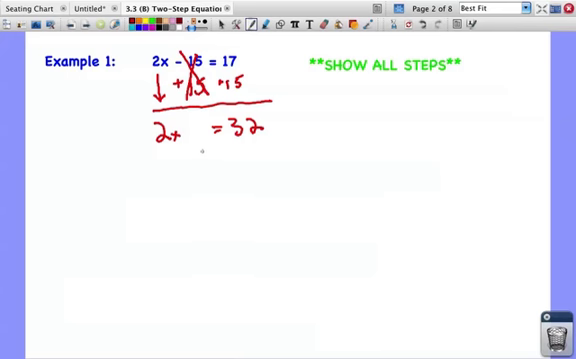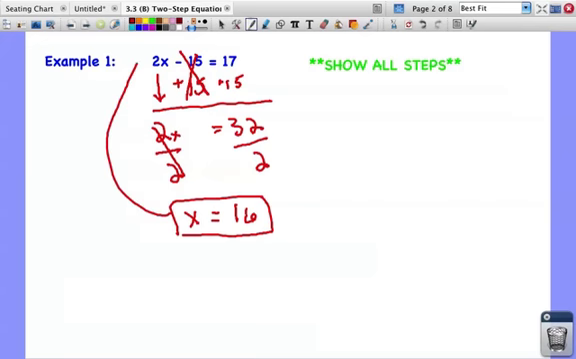This looks like what we did from video A with one-step equations. Now I just have 2 times something equals 32. In order to figure out what that something is, I'm just going to divide both sides by 2, because again this is 2 times x, so the opposite of multiplication is division. 2 divided by 2 is 1, so they cancel each other out. I'm left with x equals 32 divided by 2, which is 16. X equals 16.